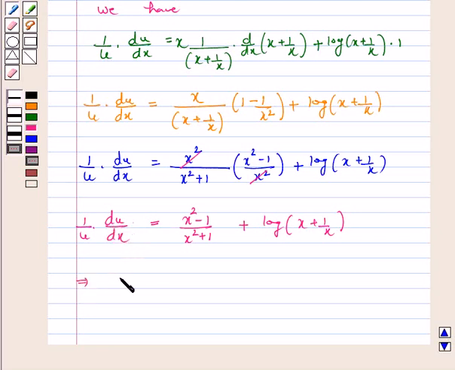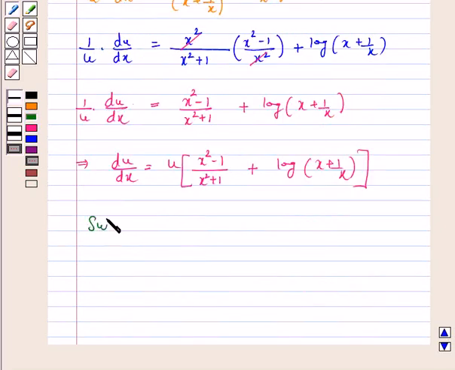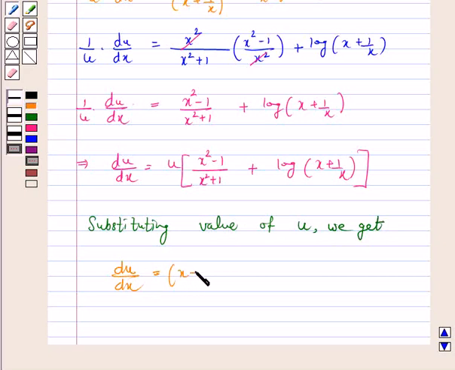So this implies du/dx = u into [(x² - 1)/(x² + 1) + log(x + 1/x)]. On substituting the value of u here, we get du/dx = (x + 1/x)^x into [(x² - 1)/(x² + 1) + log(x + 1/x)]. So let us take this as number 1.